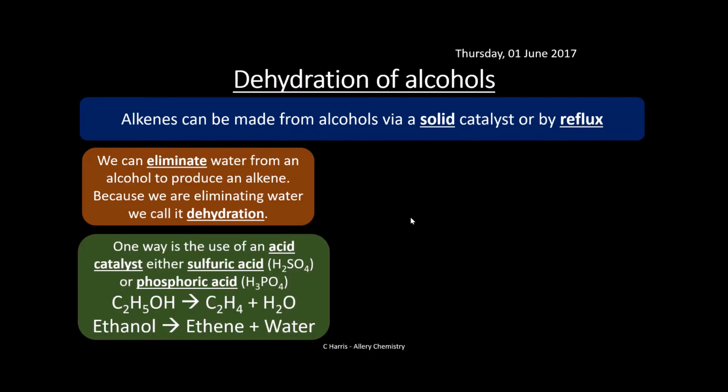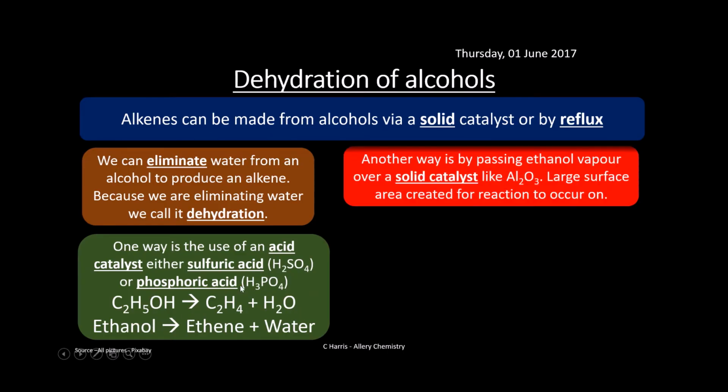Basically one way is the use of an acid catalyst, either sulfuric acid, which is H2SO4, or phosphoric acid, which is H3PO4. Basically we're just going to use the ethanol, mix it with an acid, and we're going to form ethene and water. So this is using an acid. The acid obviously produces H+ ions, which allows this to happen.